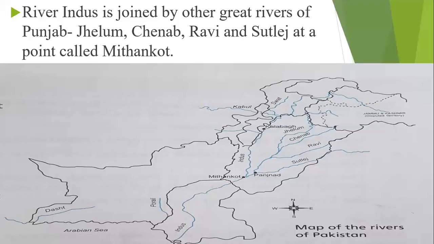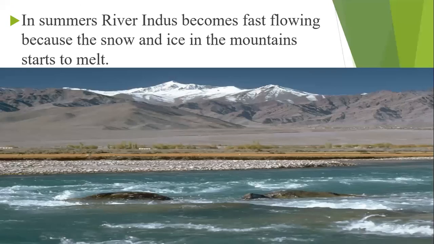So River Indus is joined by other great rivers of Punjab, Jhelum, Chenab, Ravi and Sutlej at a point called Mithankot. In this map you can see that this is River Indus and it is joined by the other four rivers at a point called Mithankot. In summers, River Indus becomes fast flowing because the snow and ice in the mountains starts to melt.